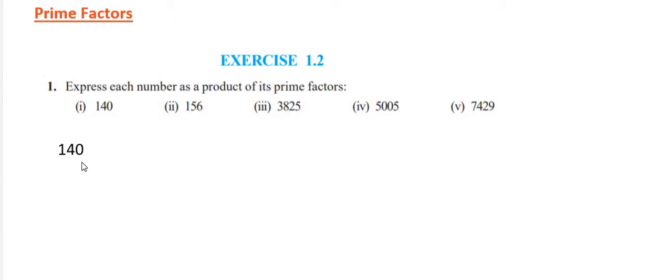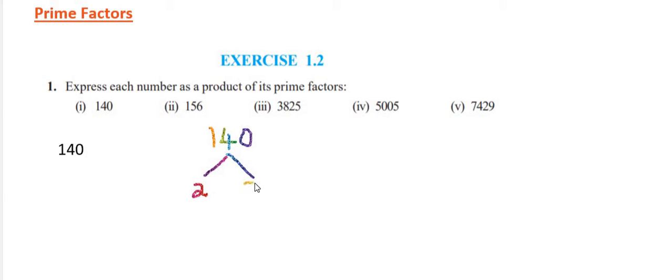You can see the number ending with 0. So you can decide that the number 140 is divisible by 2, isn't it? It is an even number. You can either divide by 2 or 5. To make it simple, if we start with 2, we can divide by 2. We are going to follow the factor tree method to find out all the prime factors.